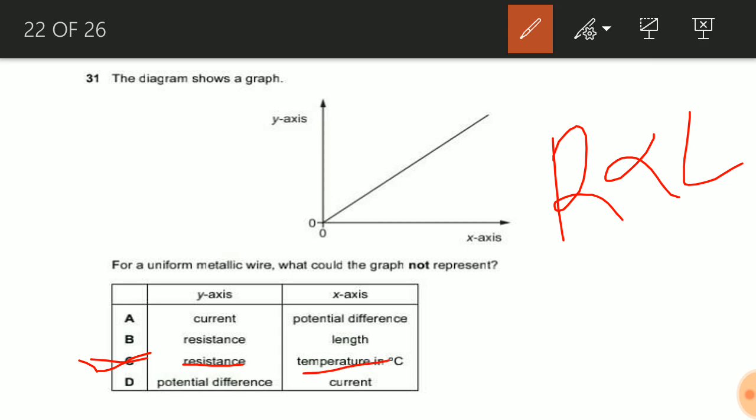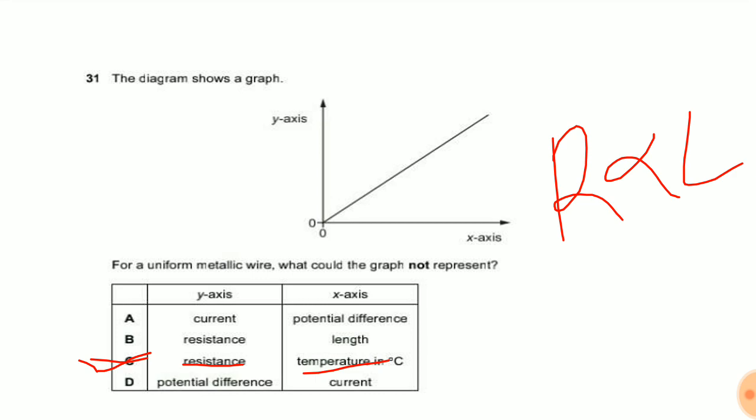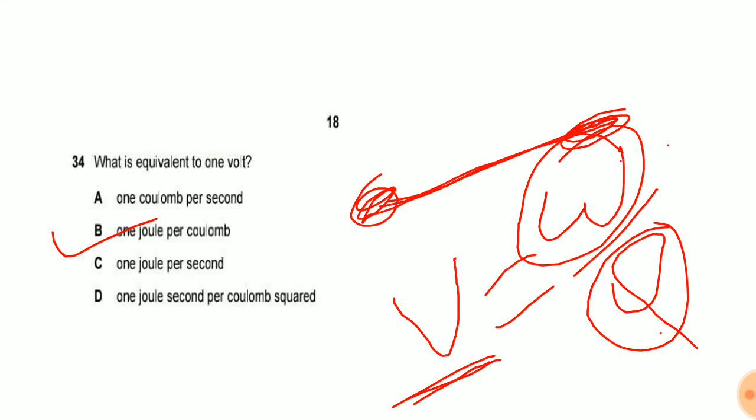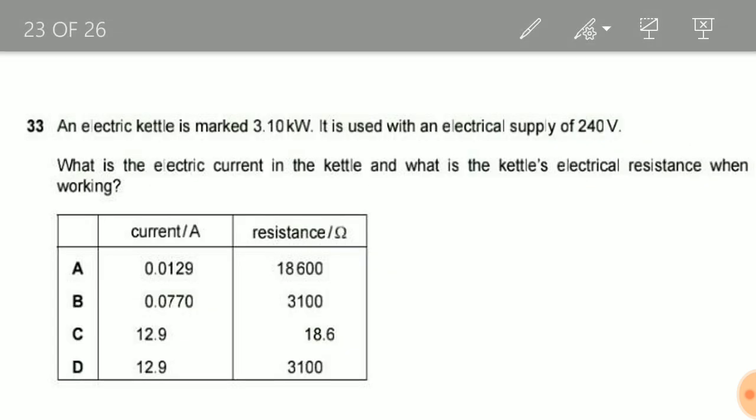Resistance and temperature do not follow the direct proportionality relation. Because of that, they cannot be kept in this question. So option choice C is the correct answer. They cannot be represented by this graph. Now let us see this question.